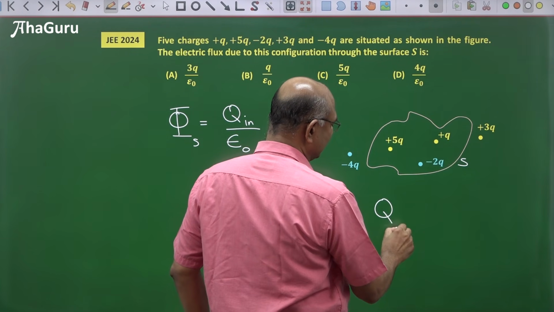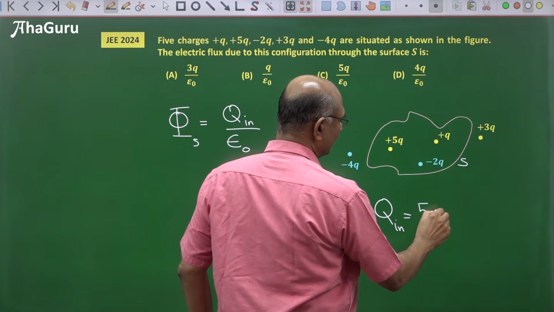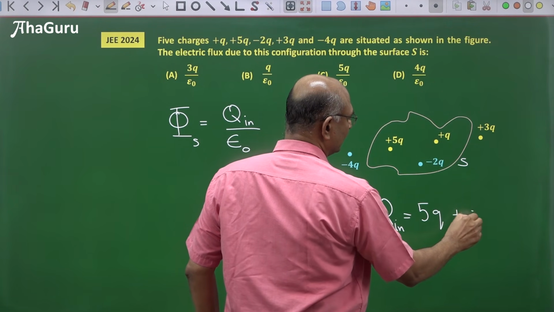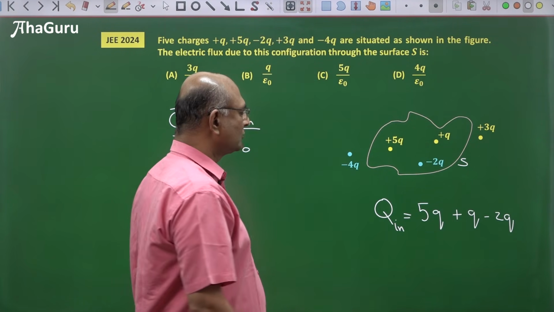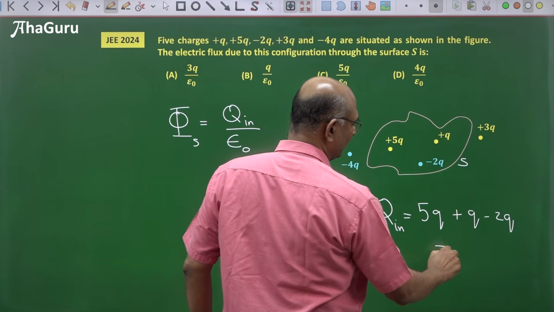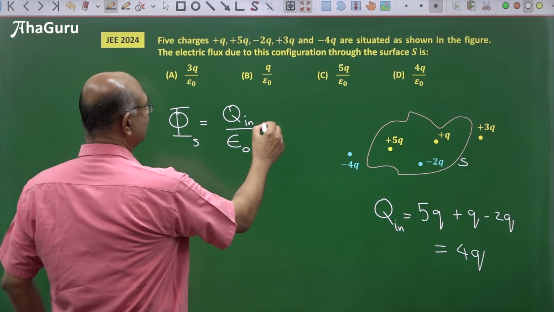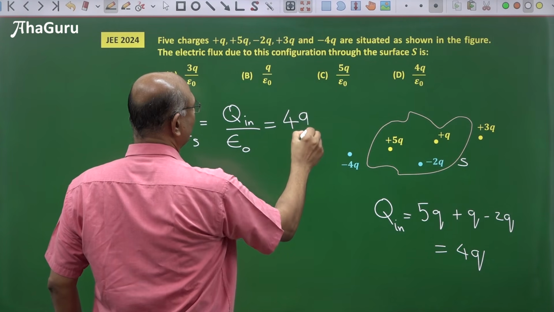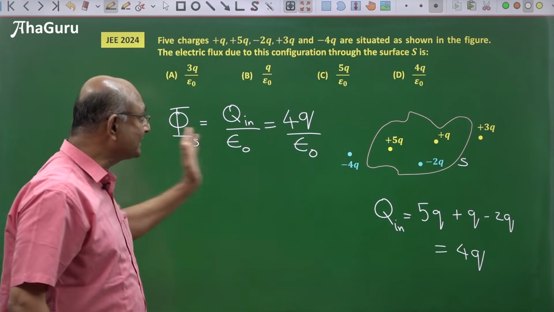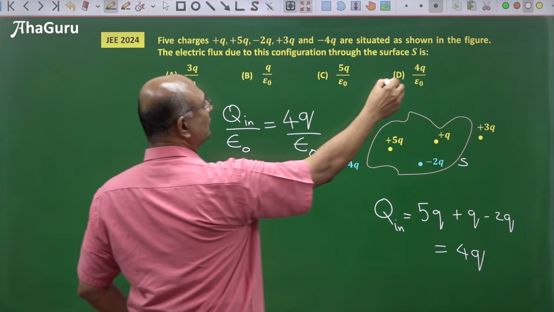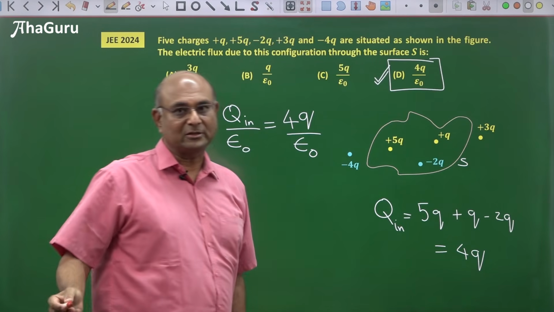So what is the charge inside? Plus 5Q plus Q minus 2Q. Okay? So this is basically 6 minus 2, 4Q. And so the answer is going to be 4Q by epsilon naught. That's it. So you can see it's just a one-step answer. And which one is 4Q by epsilon naught? Option D. And so that is the answer to this question.